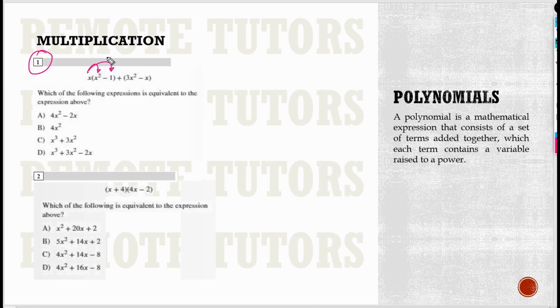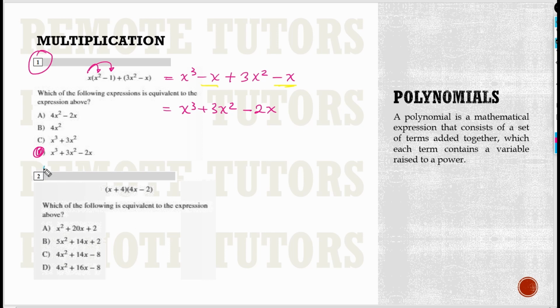We have to apply distribution. So that is x cubed minus x plus 3x squared minus x. So what comes next is to combine like terms. X cubed plus 3x squared minus x, and that gives minus 2x. So the answer is choice D.